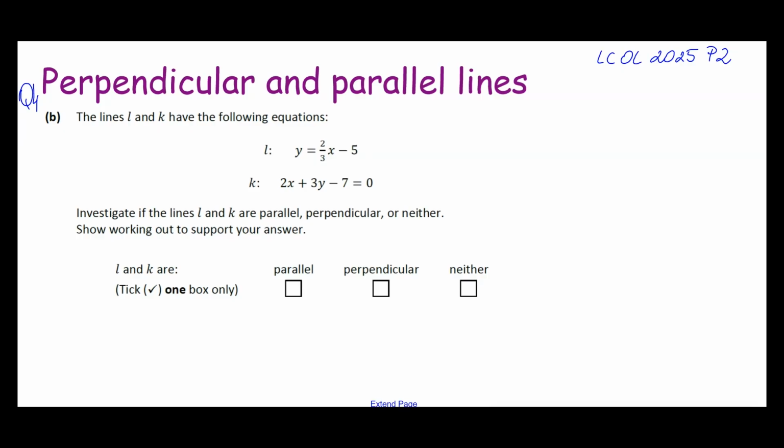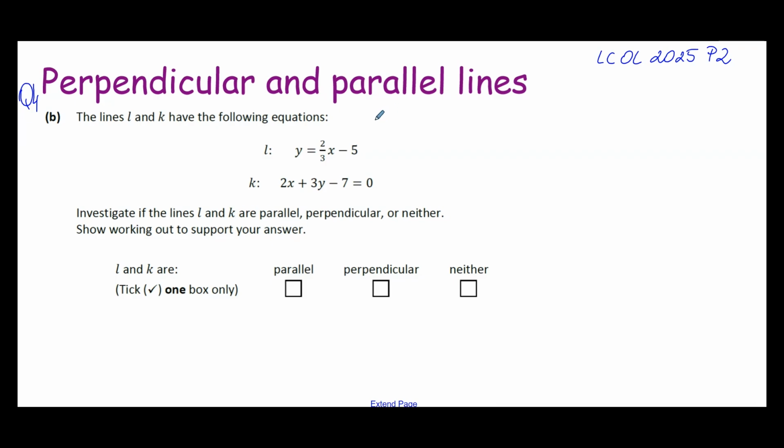Perpendicular and parallel lines. We have line L and K, and they have the following equations. We have to investigate if the lines L and K are parallel, perpendicular, or neither. Show working out to support your answer.